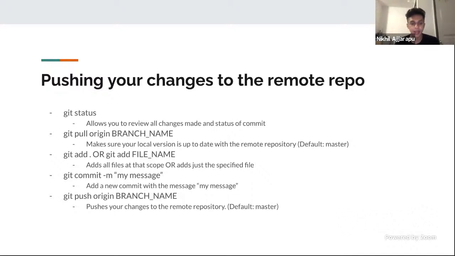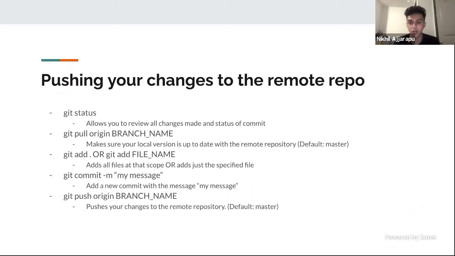Yeah, so the next command is git add, and you can see that there's different variations of it. You can either do git add and then a dot to refer to every file in the current folder and scope, or you can do git add file name to just add a specific file. Git add simply adds that file to the commit, so it includes the file as part of the code that's going to be pushed to the remote repository and change the remote repository.